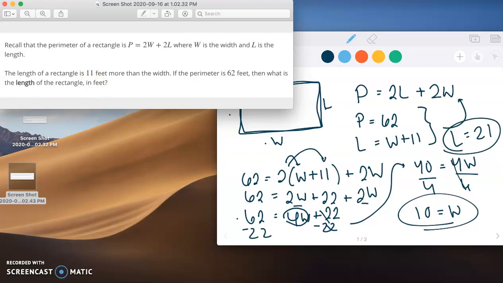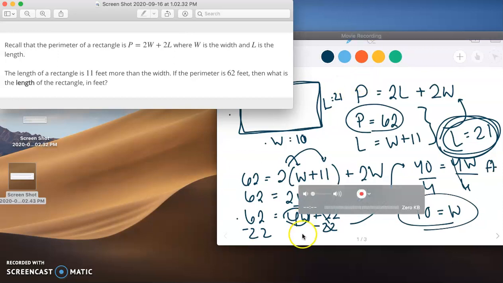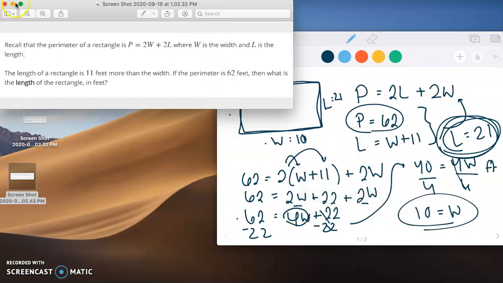So you can also double check it. If I say that this equals 21 and this equals 10, and I add those all together, 10 plus 10 is 20, plus 21 is 41, plus 21 is 62, which is the perimeter we were given. So again, L equals 21 is your answer. 21 feet. Make sure you use that feet if it asks for it, okay? All right. Let's look at another example.